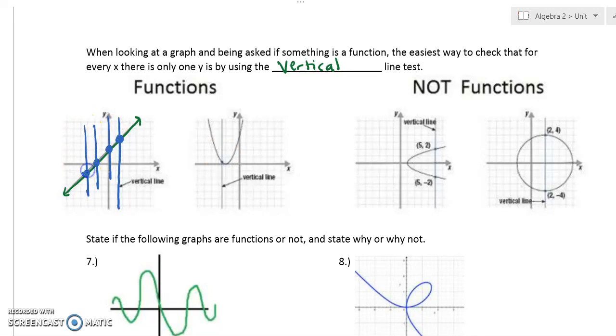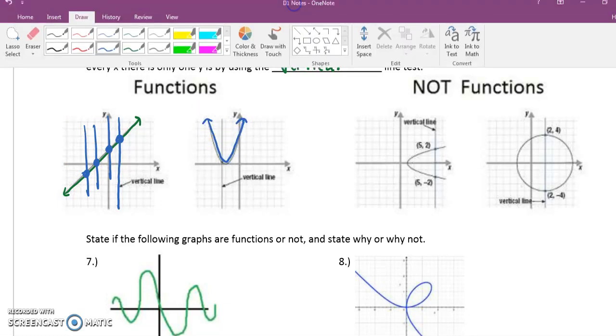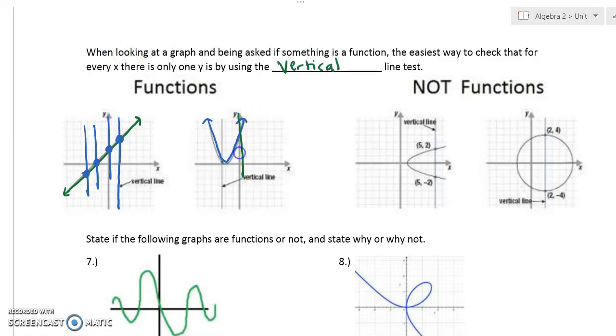So that line right there is a function. Same thing for this quadratic. Here's a graph that we have, and if I run one vertical line test and continue doing that along its graph, every time I do a vertical line test, as long as I'm touching the graph only in one spot, I am a function. Now here are some examples of not functions.